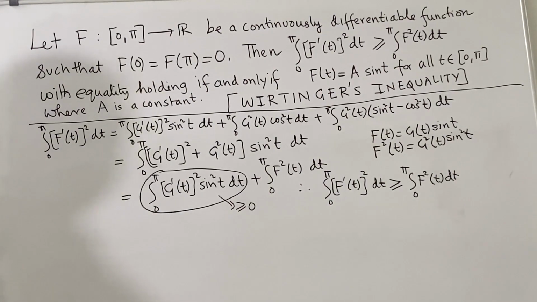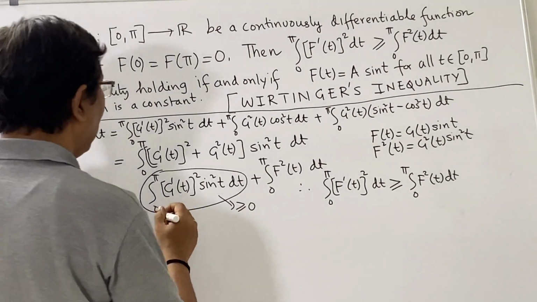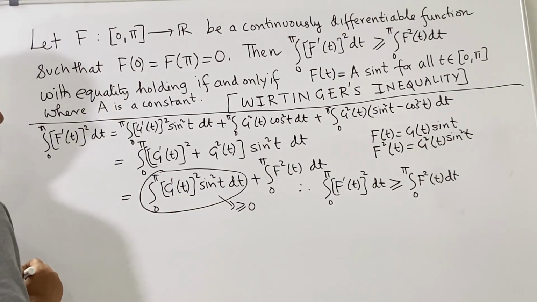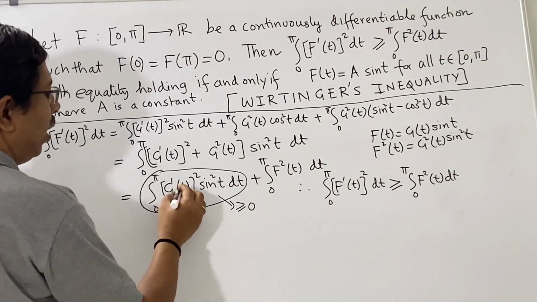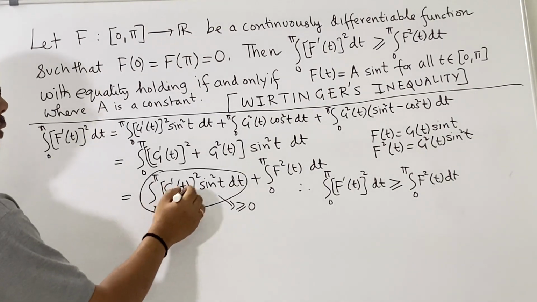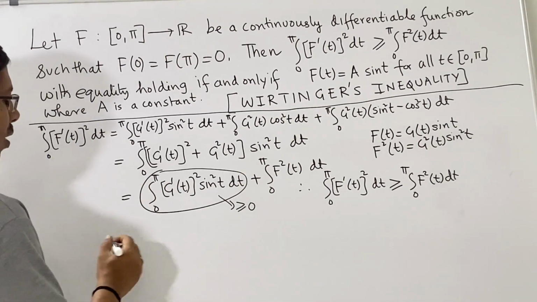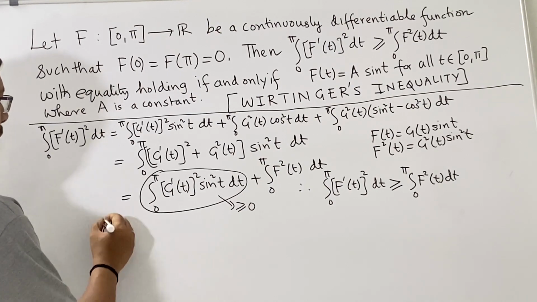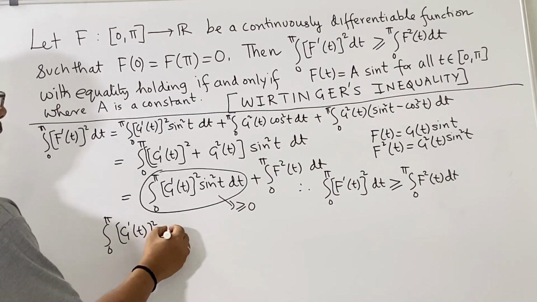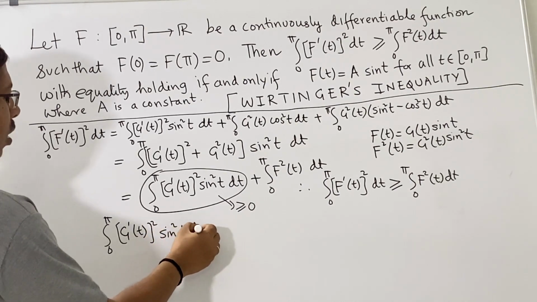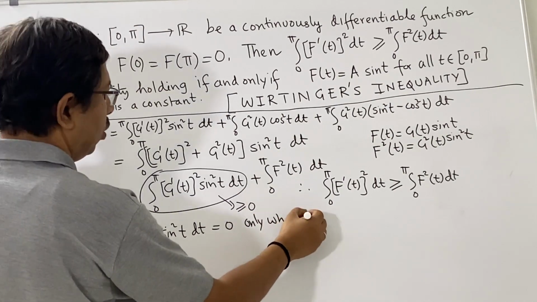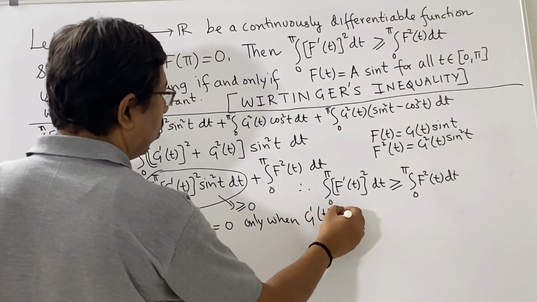Now when does equality hold? Equality will hold only if this term is 0. And when is this term 0? So the integral 0 to pi of g prime t squared sin squared t dt is equal to 0 only when g prime t is equal to 0.